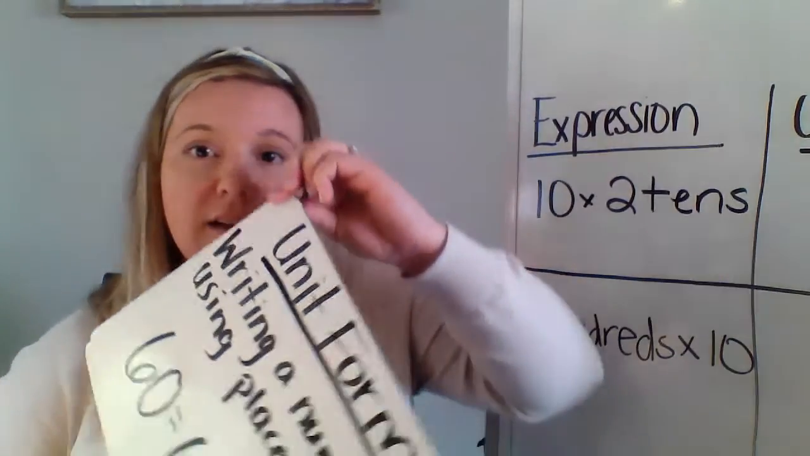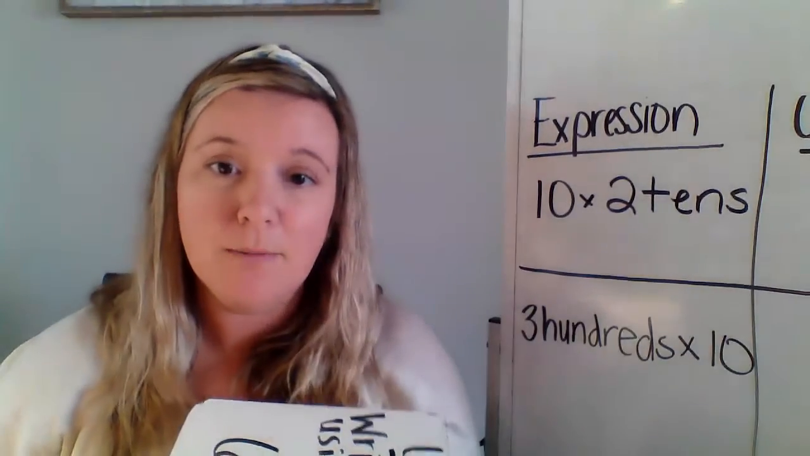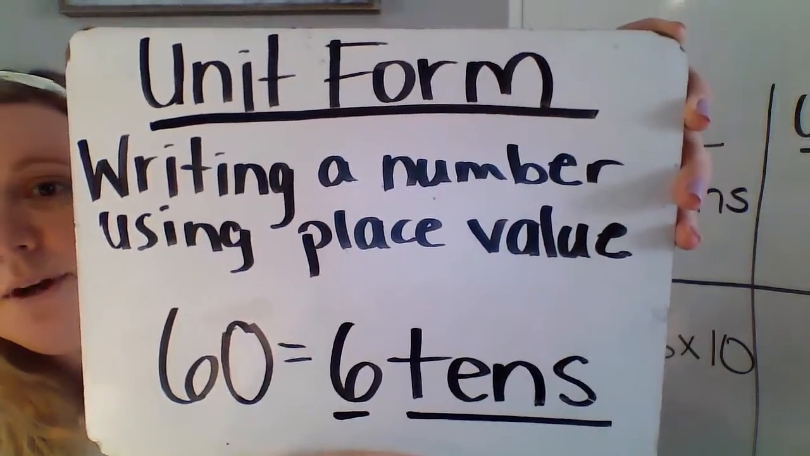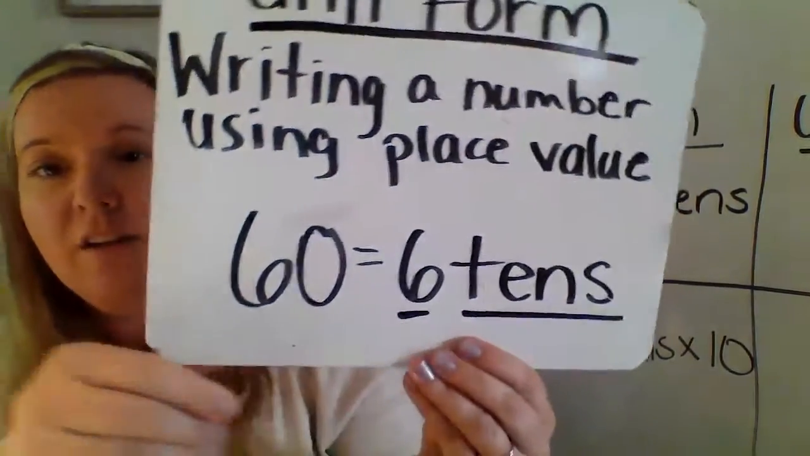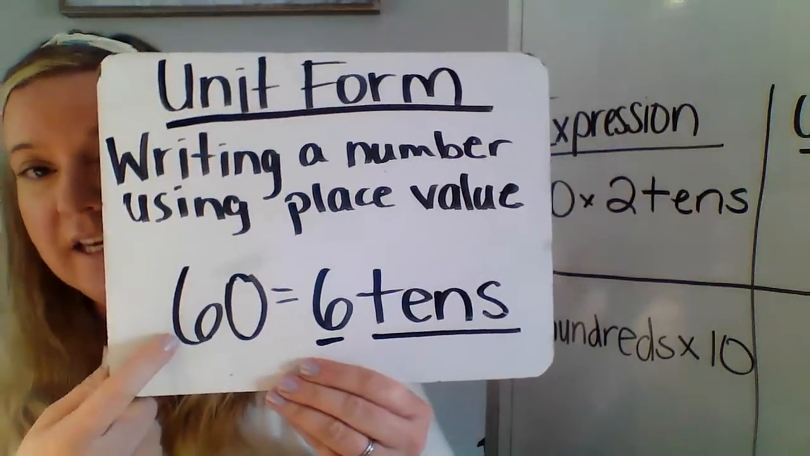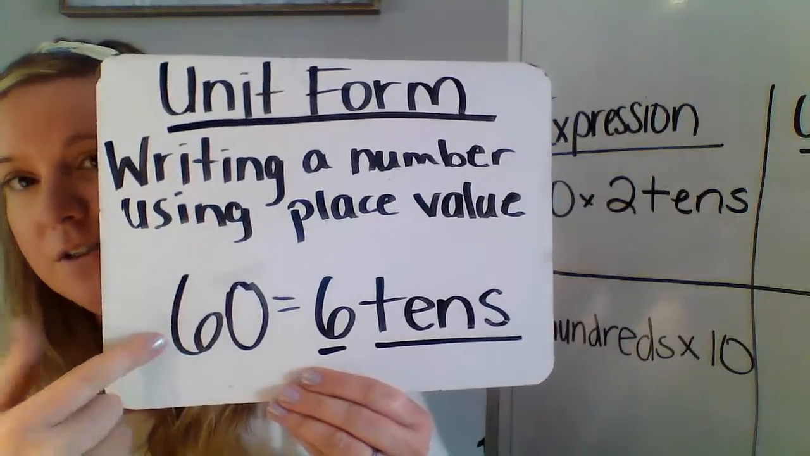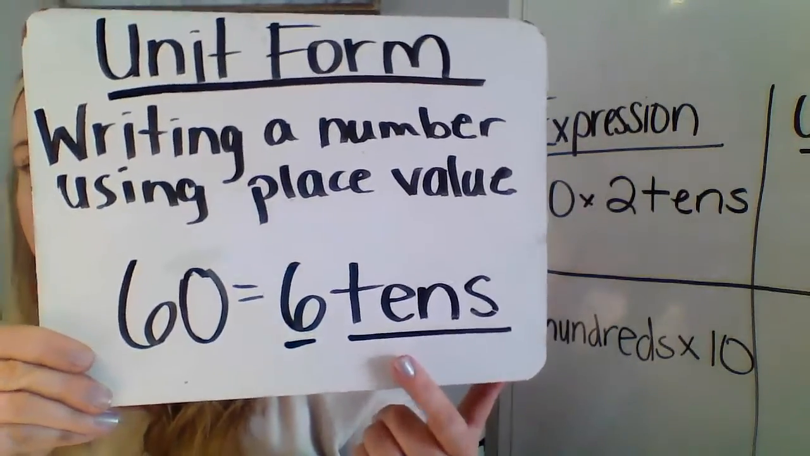The first thing they're going to ask you is to tell the difference between unit form and standard form. Unit form is writing a number using place values. So for an example, if I wanted to write the number 60, which is written in standard form the way we typically write it with just numbers, I'm going to have to write 60 as 6 tens.